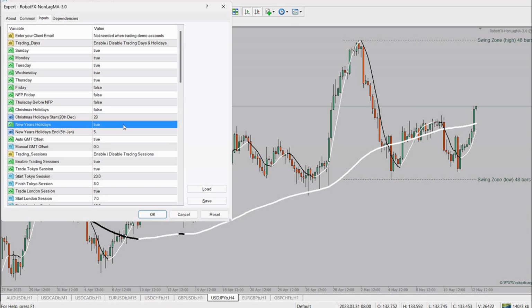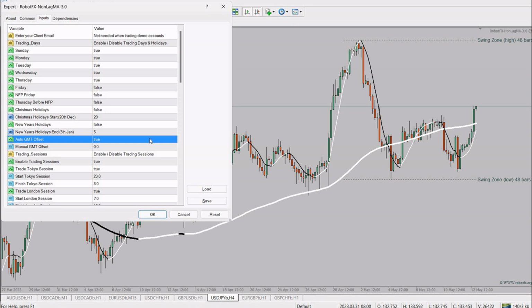And to extend that period of non-trading to the next year, you have to disable the New Year's holiday. So disable trading in the New Year's holiday and enter the date when you want the expert advisor to, basically, the last date you want the expert advisor to not trade from the beginning of the year. In these settings, it is the 5th of January, so from the beginning of the year, the expert advisor will not trade until the 5th. So basically, you have this winter holiday from 20th of December until 5th of January next year, when the expert advisor will not trade.